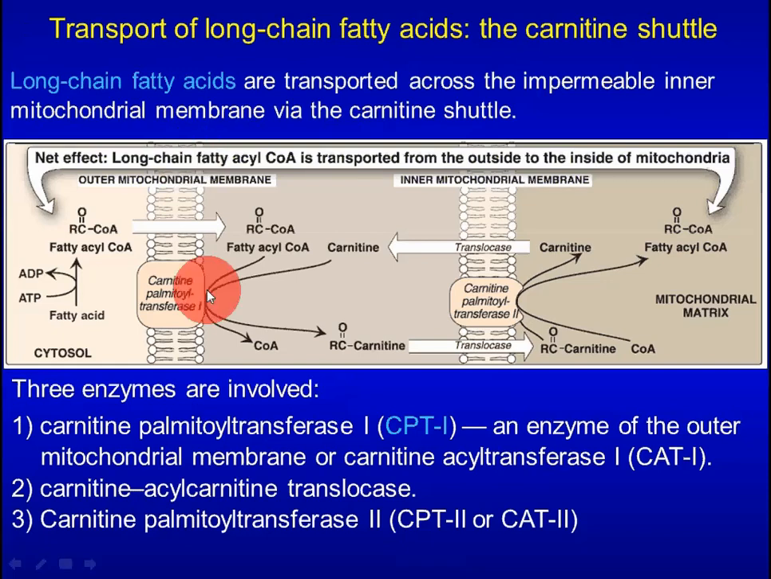This is the outer membrane. This is the inner membrane. To cross the outer membrane, fatty acids need to be activated by attaching to coenzyme A. To cross the inner membrane, it requires the carnitine shuttle. This involves three enzymes. First, fatty acyl-CoA needs to switch to carnitine. This is done by CPT1.